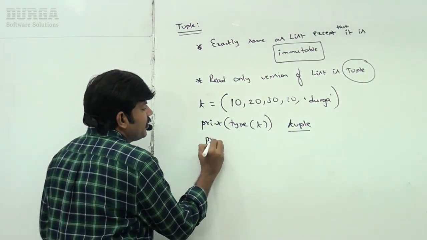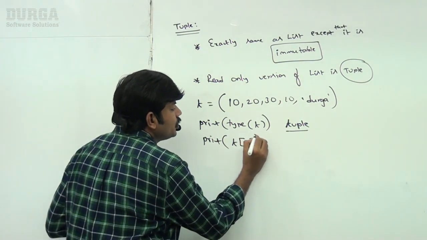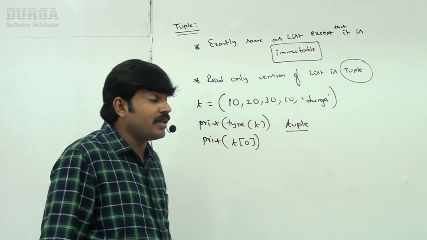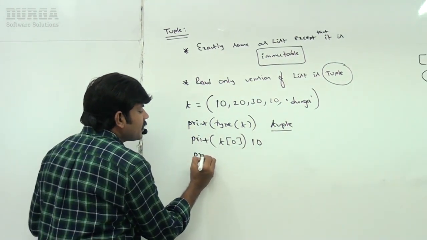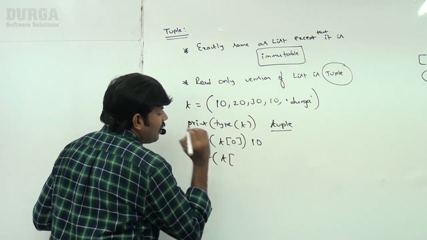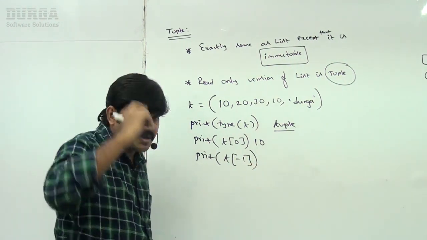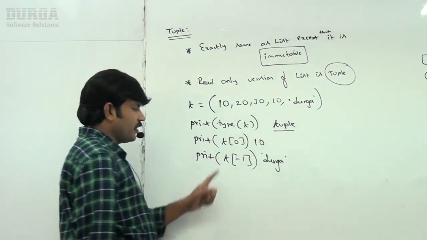Now print t of 0. What is the first element? Which element is located at index 0? 10. Then print of t of minus 1. Minus 1 means the last element. The last element, Durga, is what we are going to get.